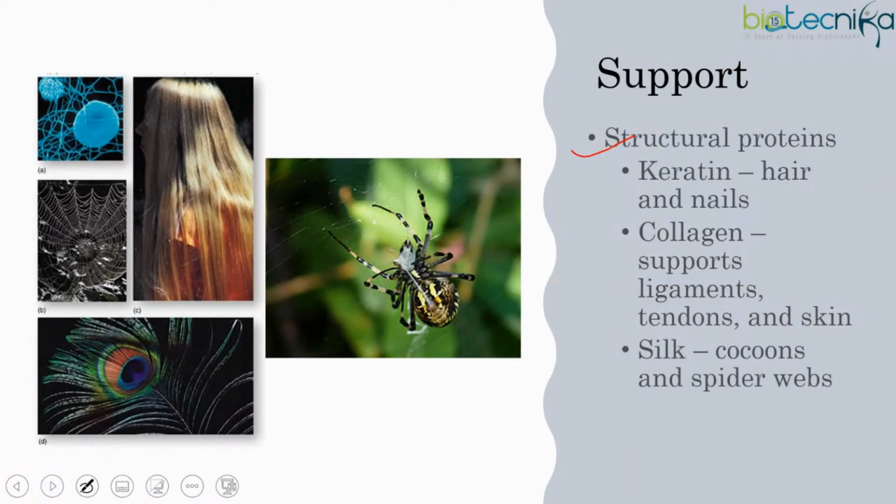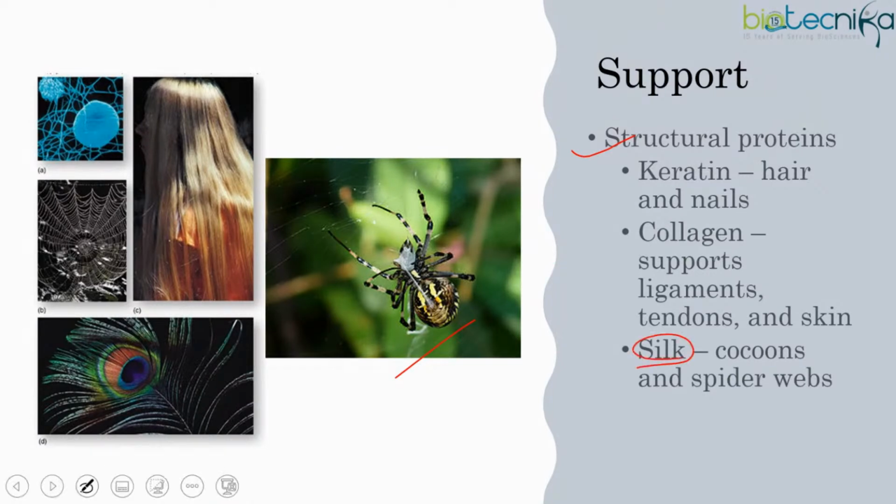That means they are present in the making of some structures. For example, in our hair, nails, and in animals, horns and hoofs, what is present is keratin protein. Inside the cell, we have the cytoskeletal element, whose component is keratin. Collagen is there; it supports ligaments, tendons, skin, all that. Even the silk which spiders make for cocoons. So these all are structural proteins.